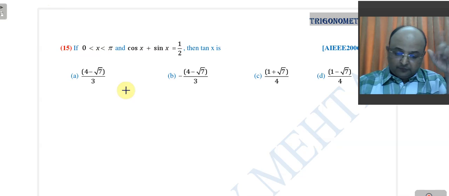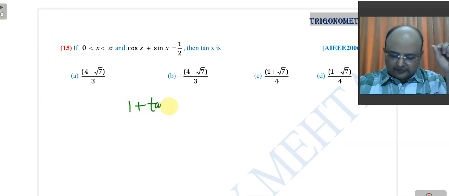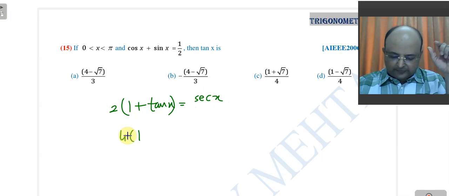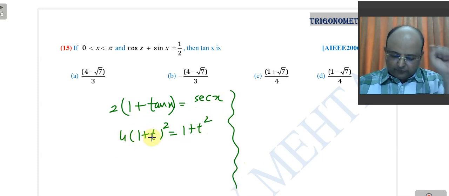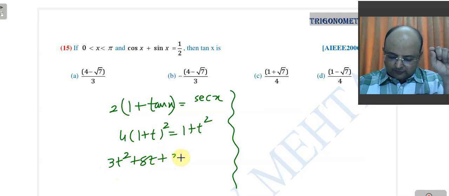We go for smartness. I divide by cos x. So this is 1 plus tan x is equal to sec x by 2. I take this 2 here. Hope you don't mind. We square both the sides. So (1 + t)² equals sec²x, that means 1 + tan²x. Clear? Okay then. 4t² minus t², that is 3t². 2t into 4, that is 8t. 4 minus 1, that is 3.